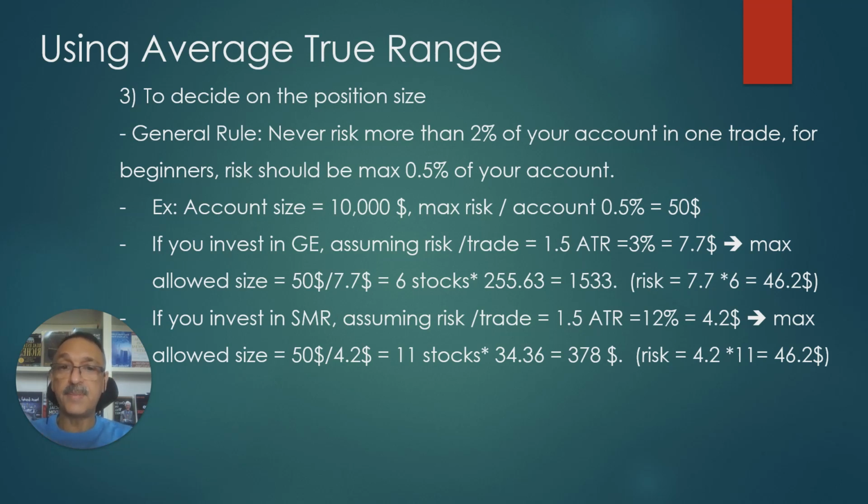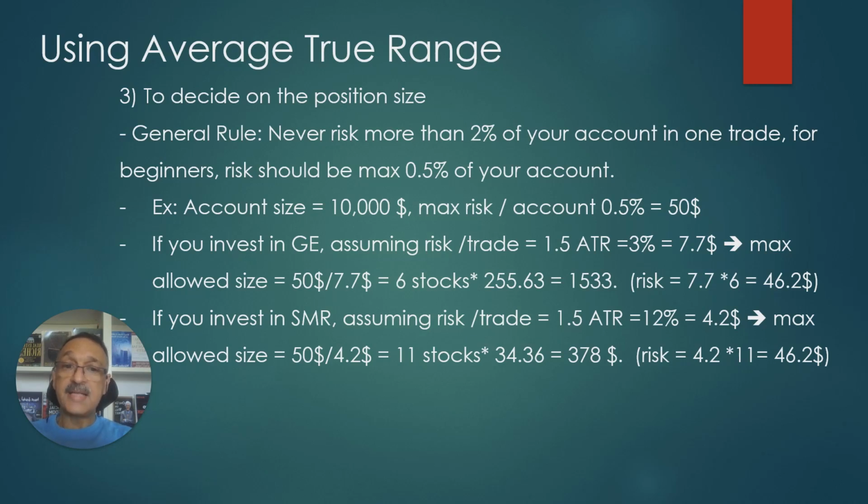Because if you multiply this by the purchase price, it will be $1,533, and then the risk on that one will be 7.7 ATR multiplied by 6 stocks. It's already $46. So the maximum purchase that you can make in this stock is only 6 stocks, equal to $1,533.